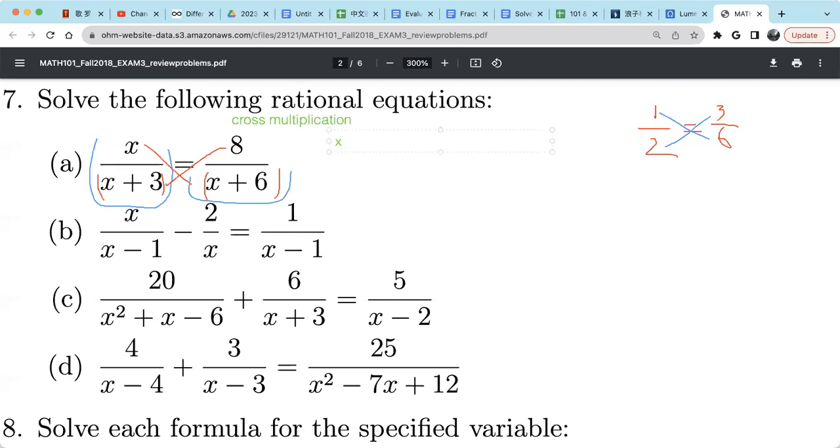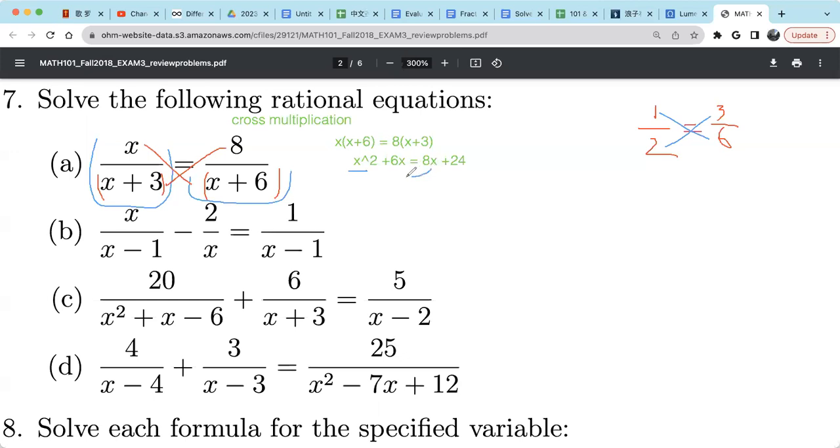So what should we do? x times x plus 6 has to equal 8 times x plus 3. So x times x, x squared, x times 6, 6x, equals 8 times x, 8x, 8 times 3, 24. Right. So we get x squared plus 6x equals 8x plus 24. We see our highest term is x squared. So we know this is a quadratic equation.